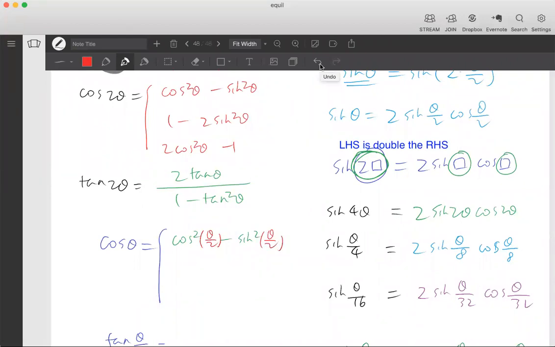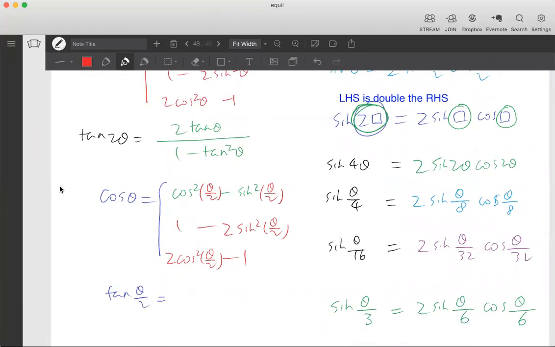And then the second version, the third version? 1 minus 2 sine squared theta over 2. And then the third version would be 2 cos squared theta over 2 minus 1. Yeah, perfect. And then the last one, just the double angle formula for tangent.